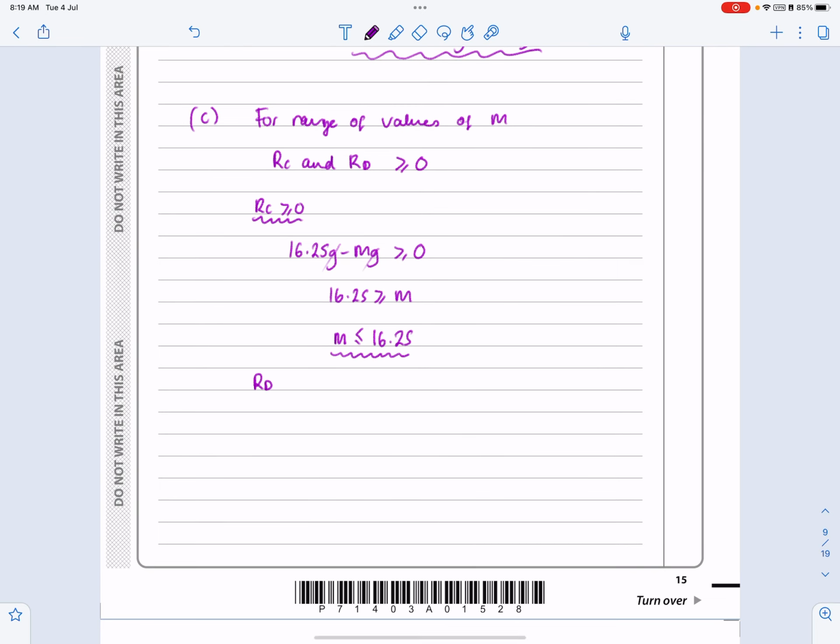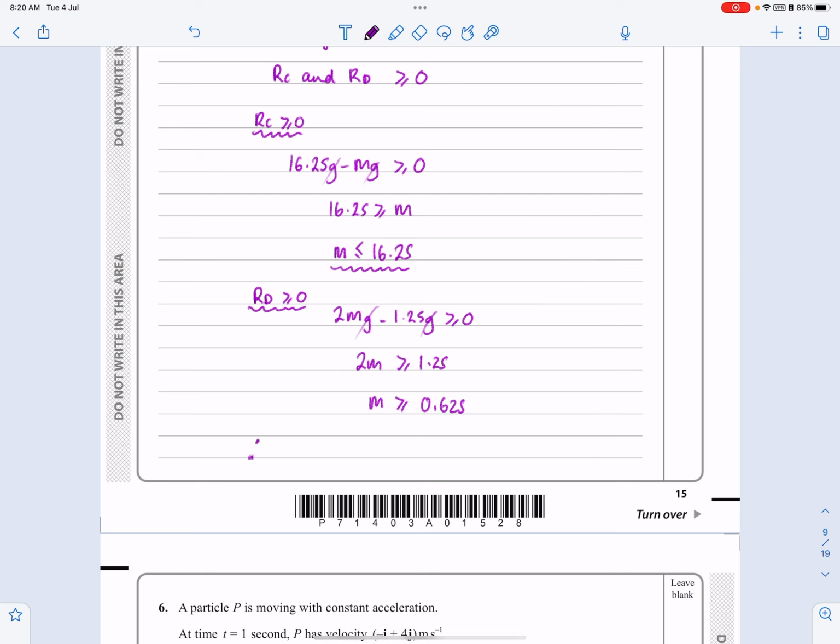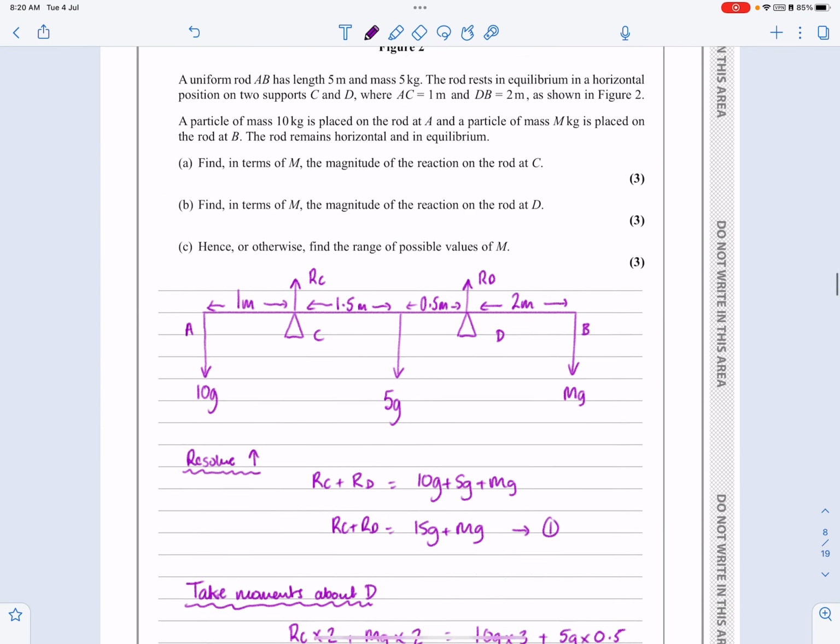Now let's do RD being greater than or equal to 0. So I get 2mg minus 1.25g is greater than or equal to 0. Do the same thing again about cancelling the g's. I'll get 2m greater than or equal to 1.25. I'll get m greater than or equal to 0.625. So that gives me my final answer then, that m has to be between 16.25 and 0.625 for the rod to remain in equilibrium.